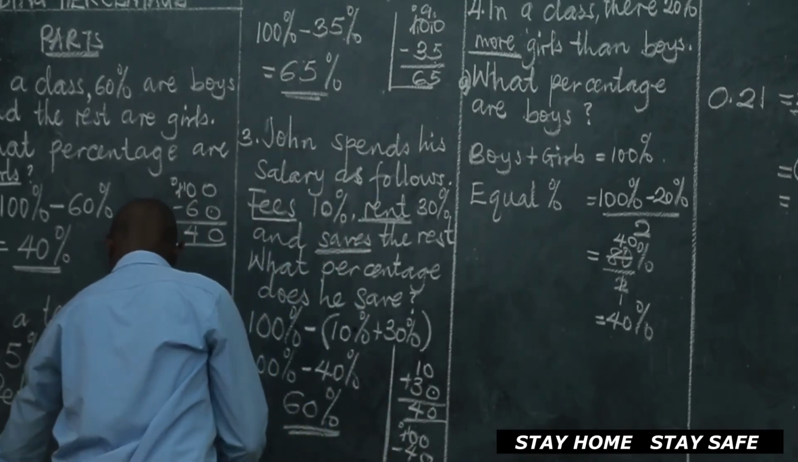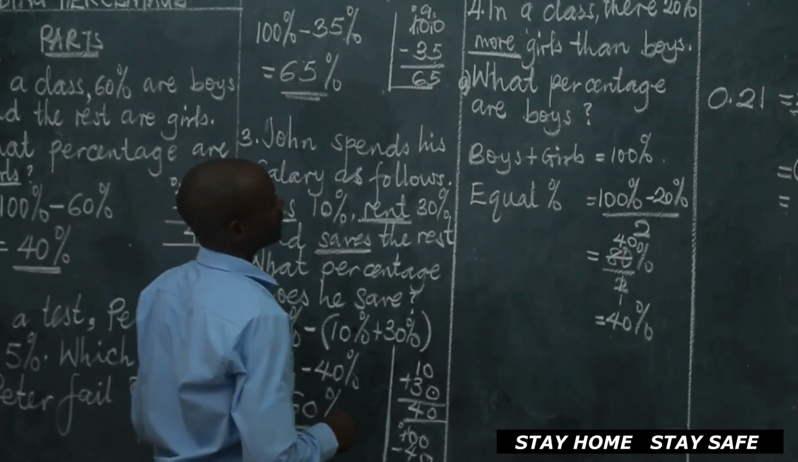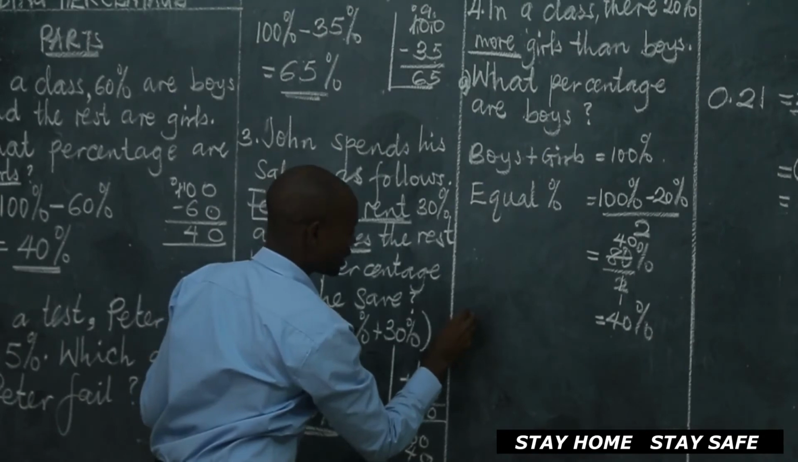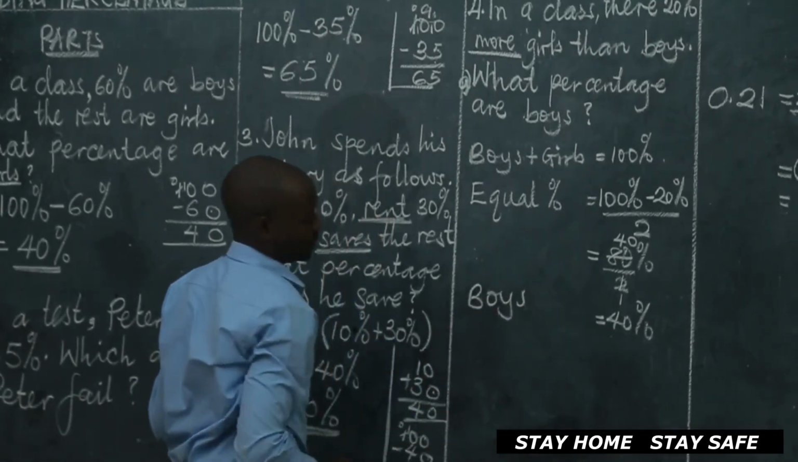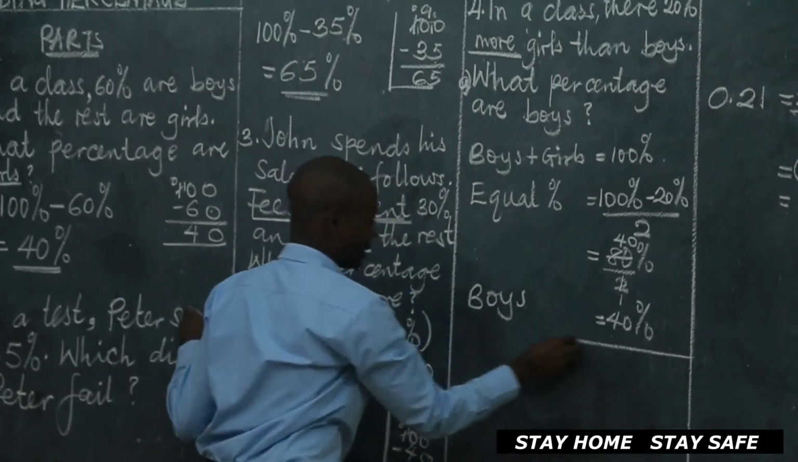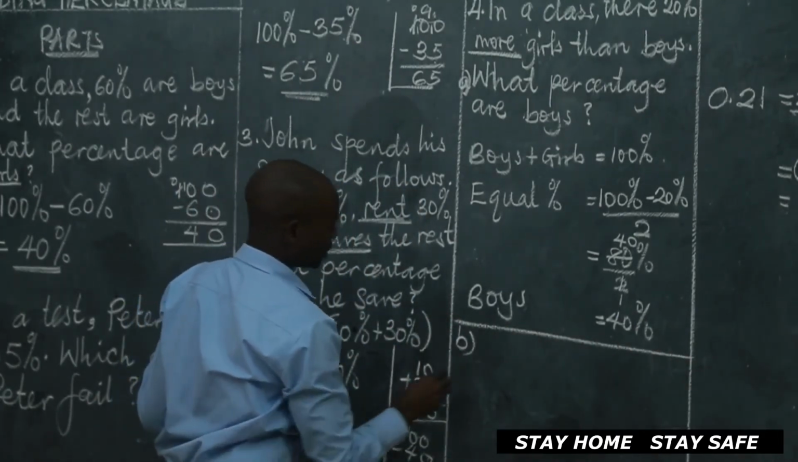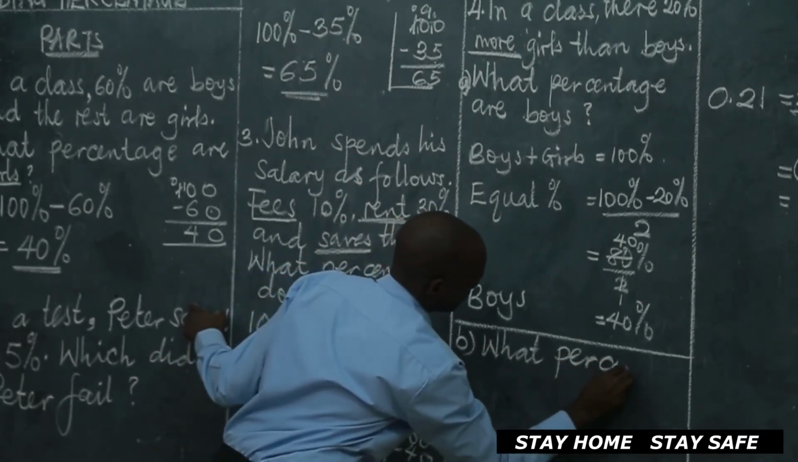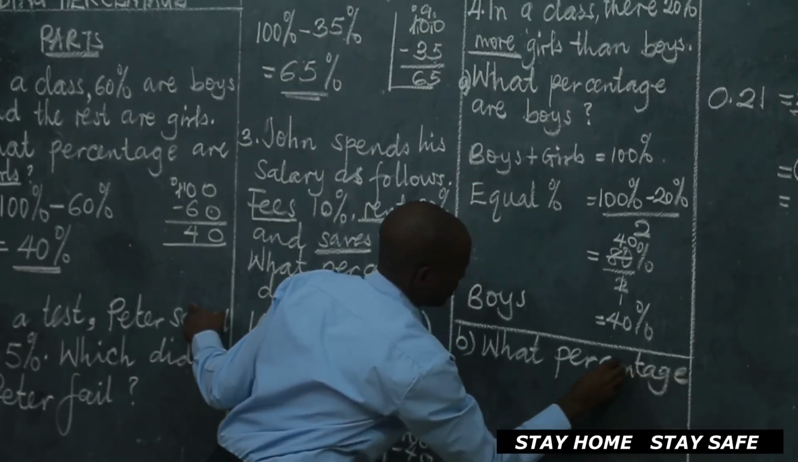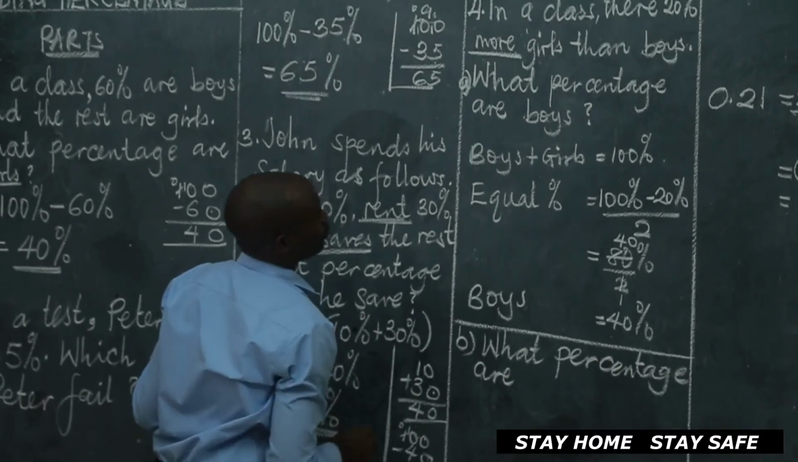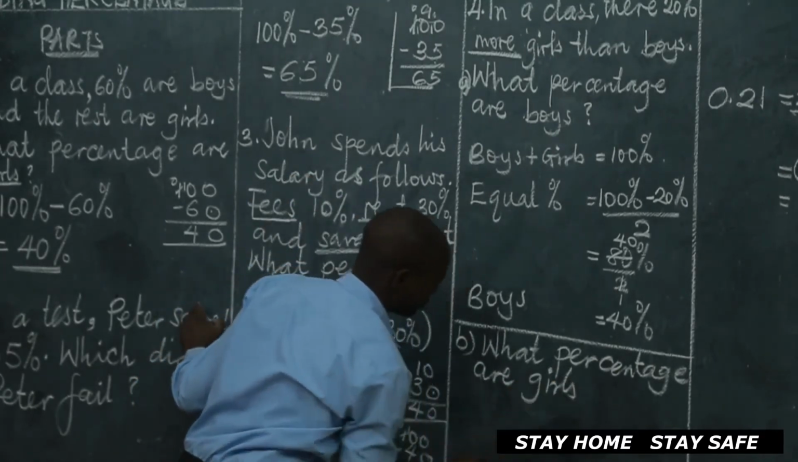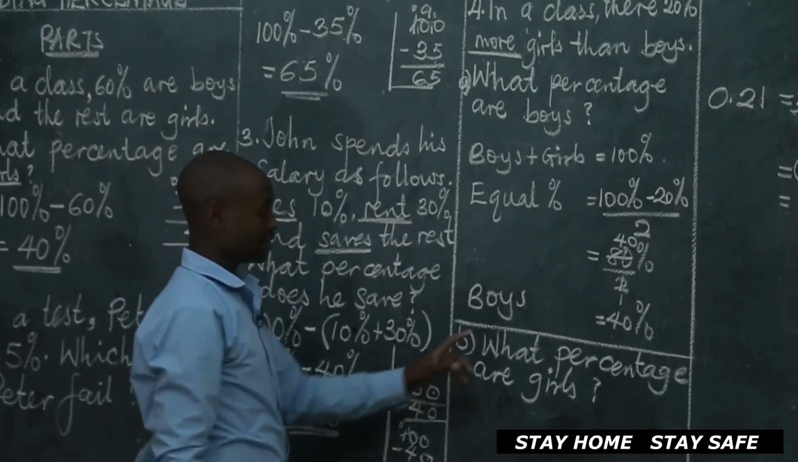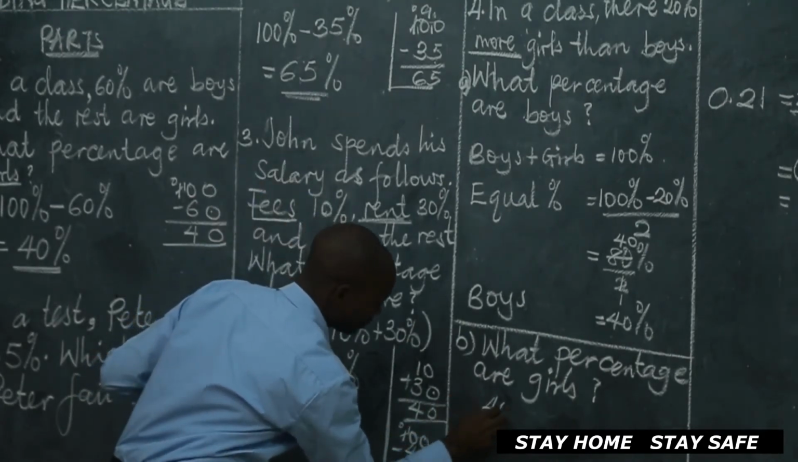The equal percentage is 40%. Then now the question is, look at boys. There are 20% more girls than boys. So it means the percentage of boys is going to be 40%. Now, assuming I add here another question, what percentage are girls? What percentage are girls? So girls are going to be the equal percentage, which is 40%.